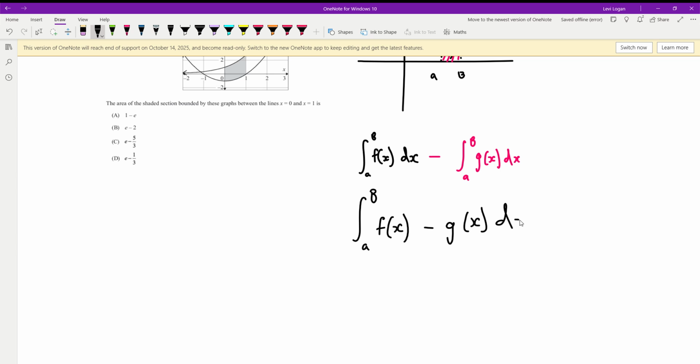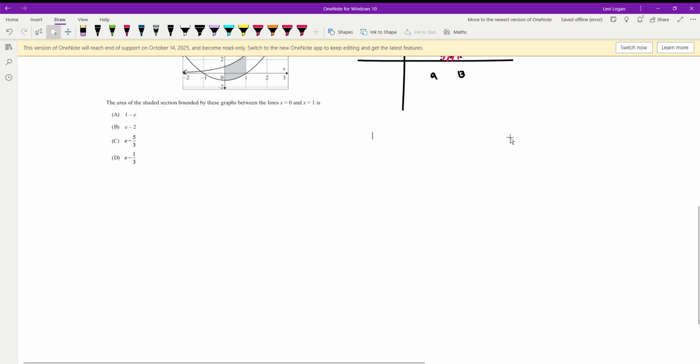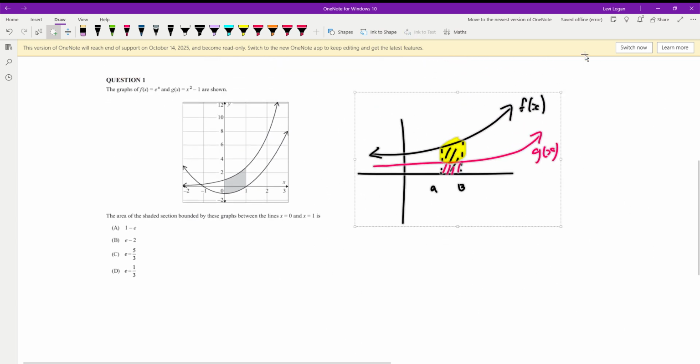Now, using this generic formula will not work in every question. In my opinion, you should replace f(x) with top and this one with bottom. So the area between curves is the top function minus the bottom function between the given bounds, okay? So if we apply this idea now to this situation here, okay?